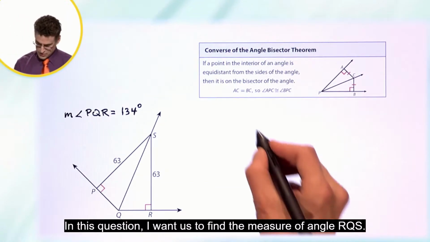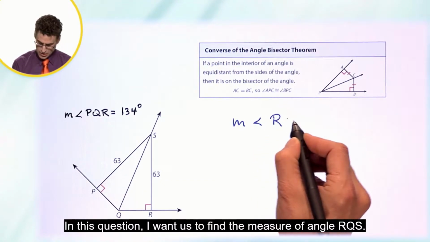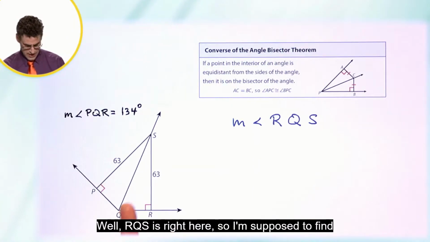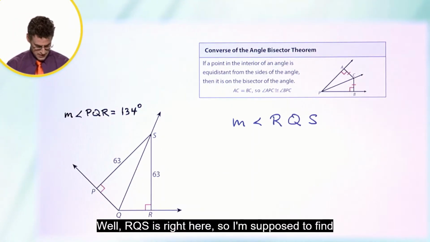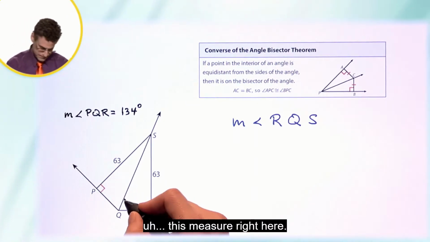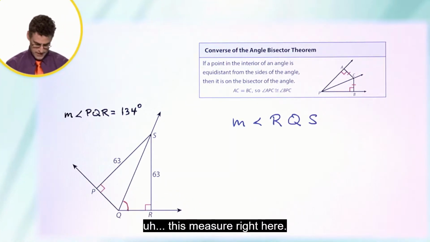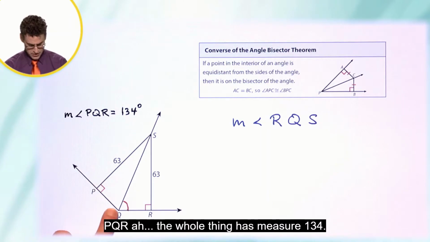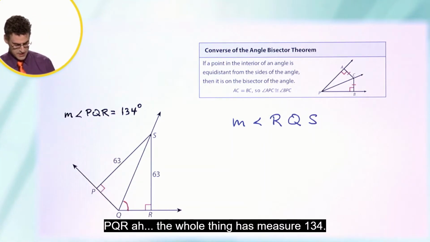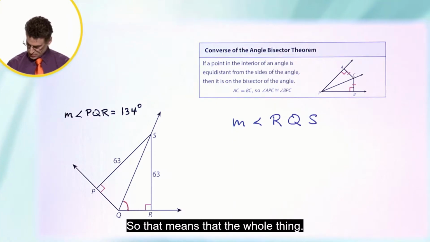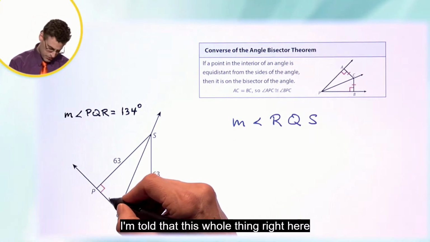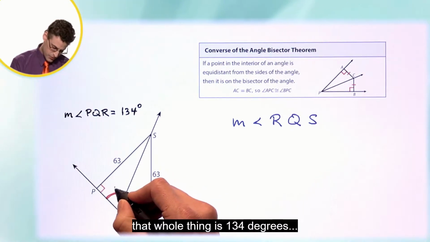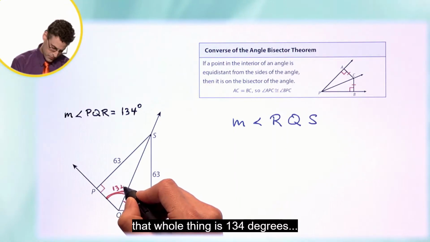In this question, I want us to find the measure of angle RQS. So where is RQS? Well, RQS is right here. So I'm supposed to find this measure right here. And all I'm given is the picture, but I am told the measure of angle PQR, the whole thing, has measure 134. So that means that this whole thing right here is 134 degrees.